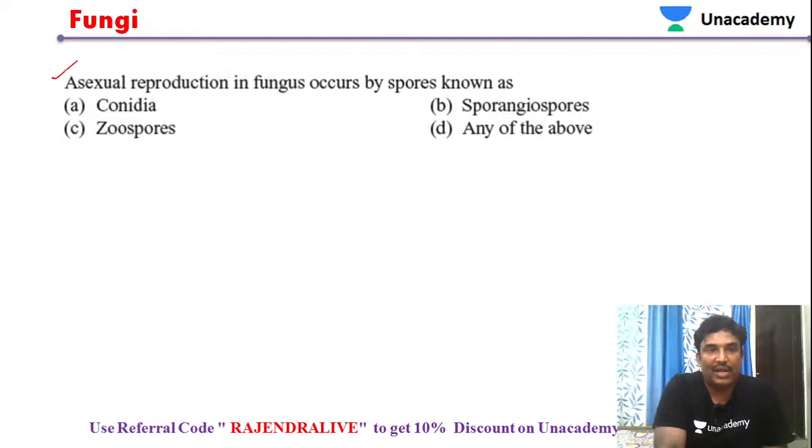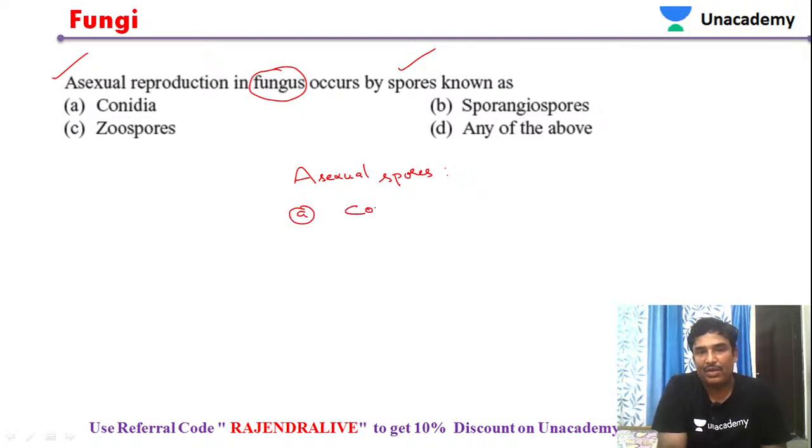So let's move to the next question. Asexual reproduction in fungus occurs by spores. Asexual reproduction in fungus takes place by asexual spores, and there are different types of asexual spores. They include members like conidia. Conidia is an asexual spore, of course. It is an exogenous spore.